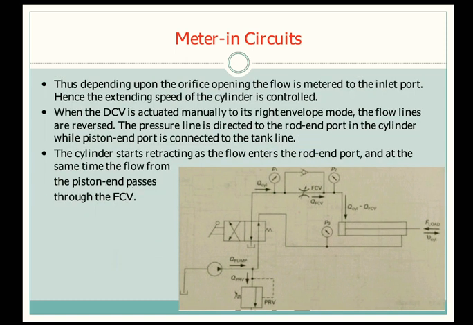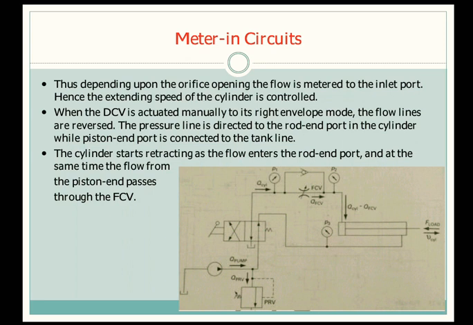Thus depending upon the orifice opening, the flow is metered to the inlet port. Hence the extending speed of the cylinder is controlled. Now, when the DCV is actuated manually to its right envelope mode, the flow lines are reversed. The pressure line is directed to the rod end port of the cylinder, while the piston end port is connected to the tank line.